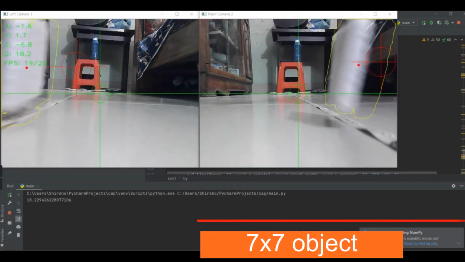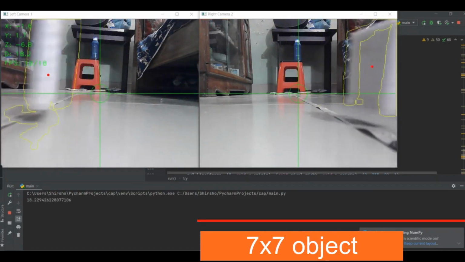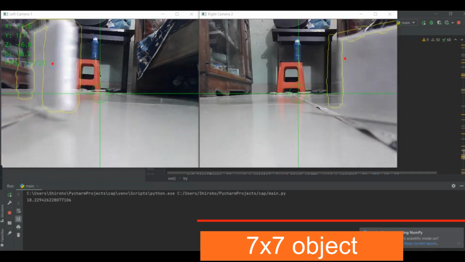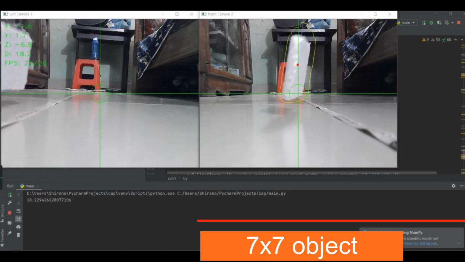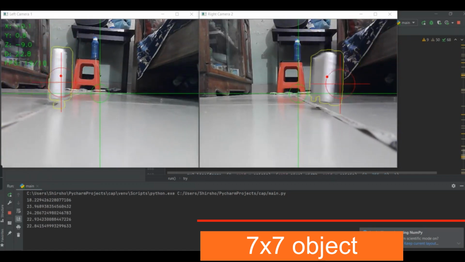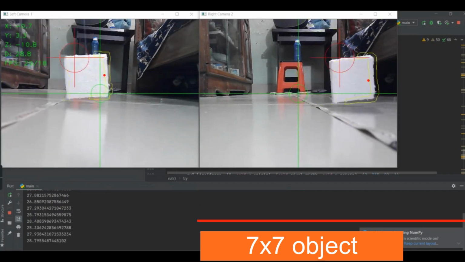Now let's see another object. This time we have used a 7 by 7 object. This object cannot be identified very far away, but it can be identified if it goes further than the 5 by 5 object.